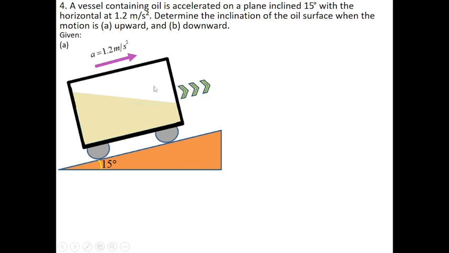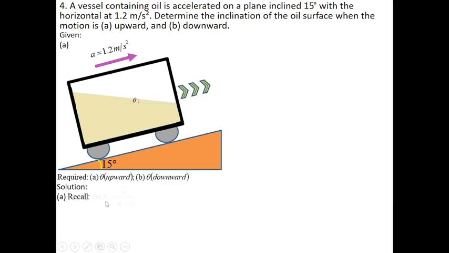Determine the inclination of the oil surface when the motion is upward. So, when the motion is upward, this is the inclination being referred to. Because this part, let's say line 1, is parallel to line 2. Therefore, our liquid, which is oil, is inclined at an angle theta. So, determine the inclination of the oil surface when the motion is upward.